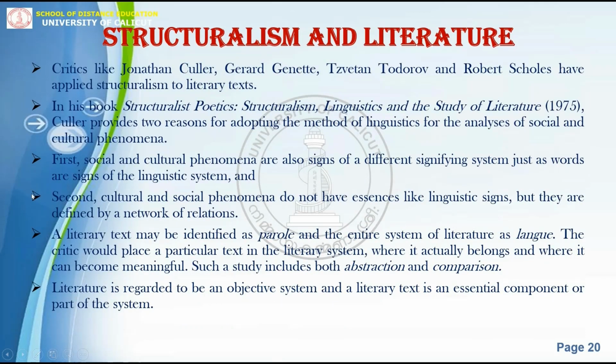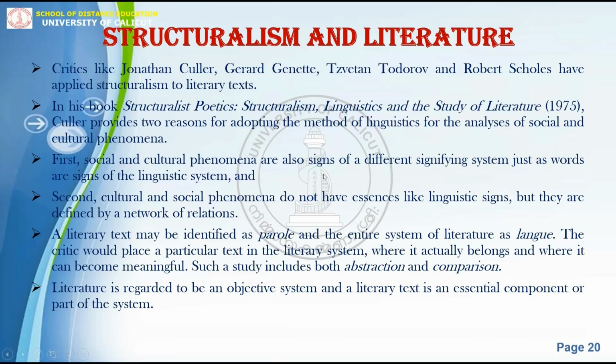Now let's see what is structuralism and literature. Critics like Jonathan Culler, Gérard Genette, Tzvetan Todorov, and Robert Scholes have applied structuralism to literary text. Now, in his book Structuralist Poetics: Structuralism, Linguistics, and the Study of Literature, Jonathan Culler provides two reasons for adopting the method of linguistics for the analysis of social and cultural phenomena. Now, what are the two reasons?